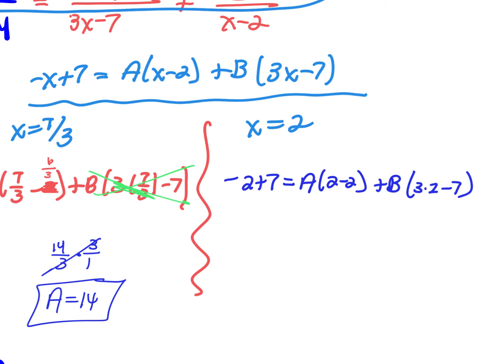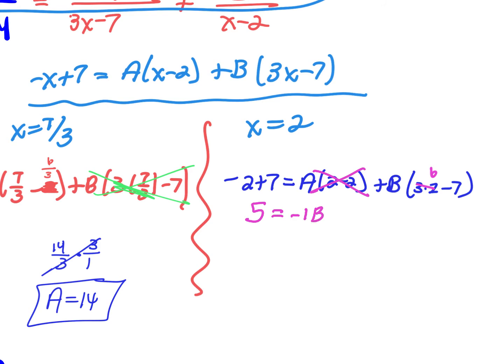All right, left-hand side. What's -2 plus 7? 5 equals, what's 2 minus 2? 0, and then 0 times A just cancels out. Good. Do we want one of our variables to cancel out? Yep, so we're good. All right, over here I have 3 times 2 is 6, and 6 minus 7 is -1. So I have -1B, correct?